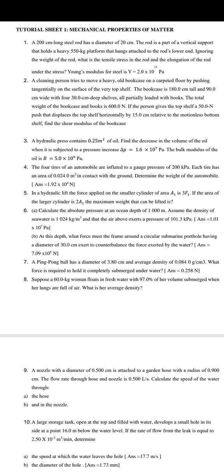Question number 3. Question number 3 is saying that a hydraulic pressure contains 0.25 cubic meters of oil. We need to note that is the volume. Find the decrease in volume of oil when it is subjected to a pressure change of 1.6 times 10 to the power 7 pascals. The bulk modulus of oil is 5.0 times 10 to the power 9 pascals.